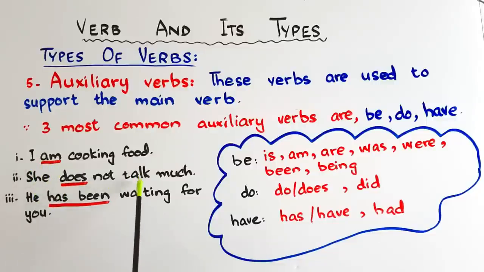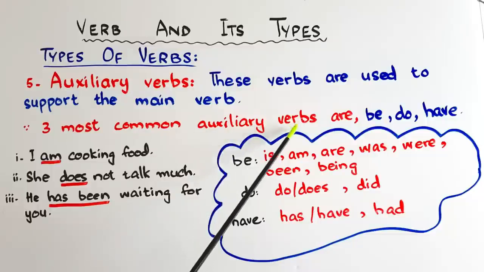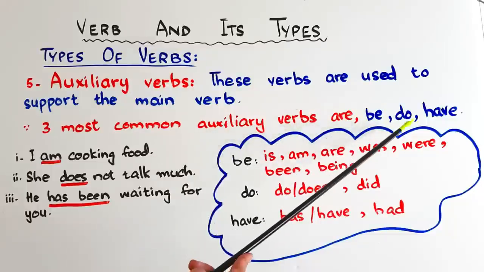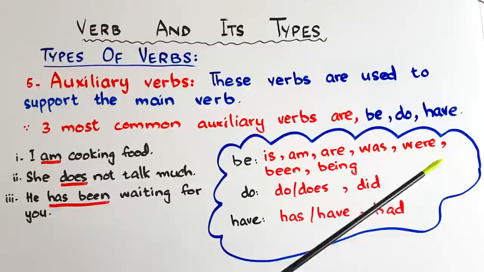She does not talk much. Here the verb does is supporting the main verb talk. He has been waiting for you. Again, the verb has been is supporting the main verb waiting. The three most common auxiliary verbs are be, do, and have in their different forms.